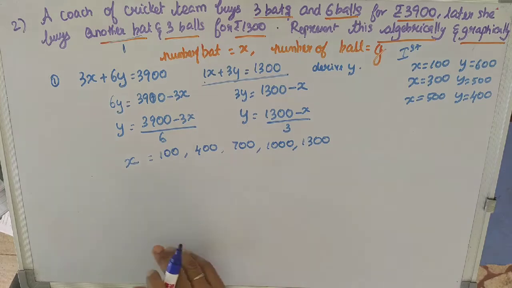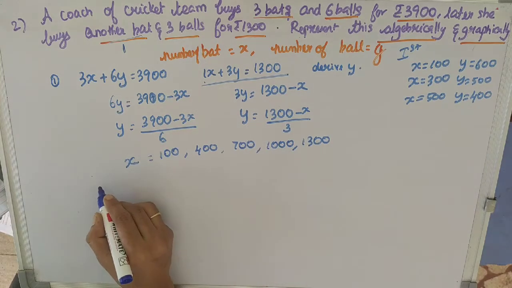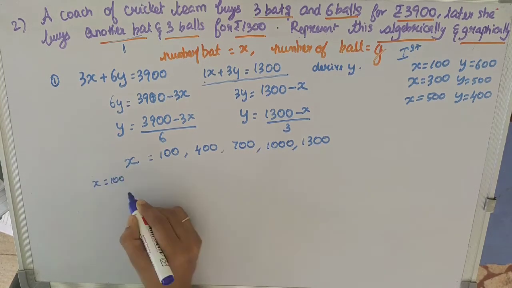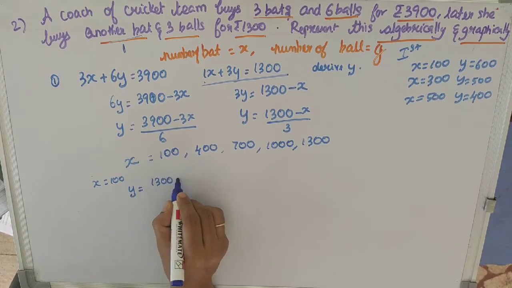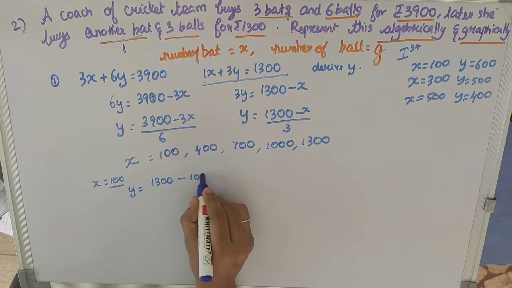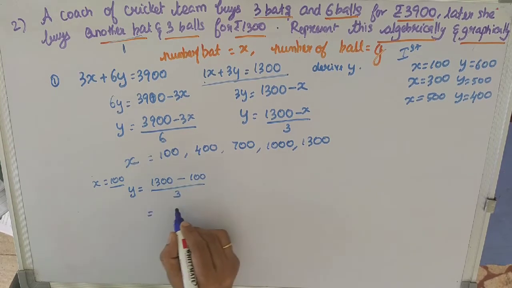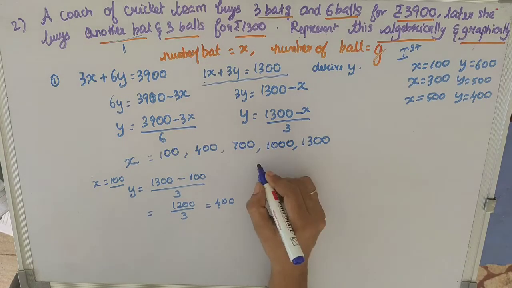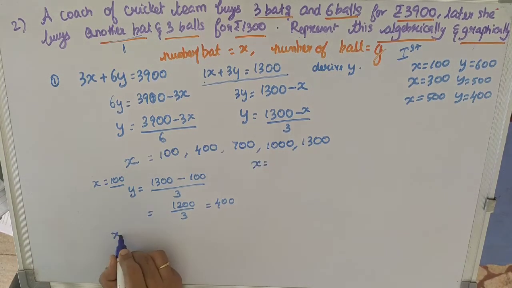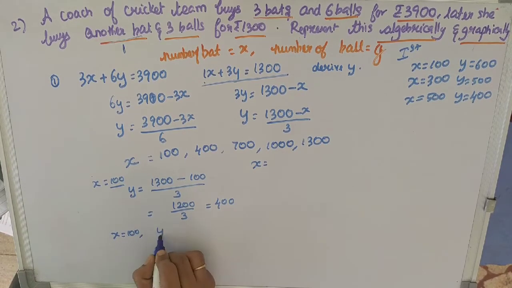Okay? When x is equal to 100, y is equal to 1300 minus 100 divided by 3. Okay? Which is equal to 1200 divided by 3. Okay? Which gives 400. Clear? So when x is equal to 100, y is equal to 400.